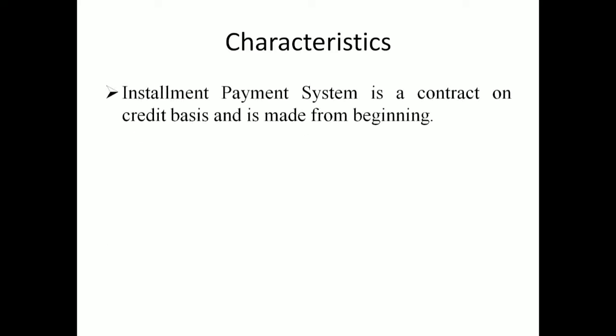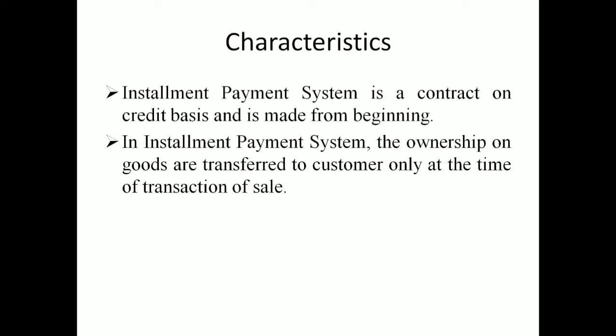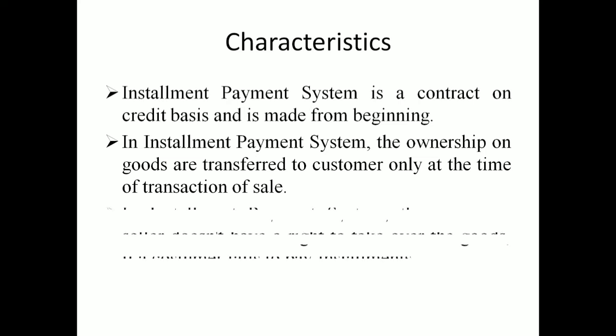These are some of the characteristics of the installment system. An installment system is a contract on a credit basis, made from the beginning of a purchase process. And the second one is the ownership part. The ownership is transferred at the time of the sales transaction. Whenever the transaction of sale is made, at that time itself the ownership is going to transfer.